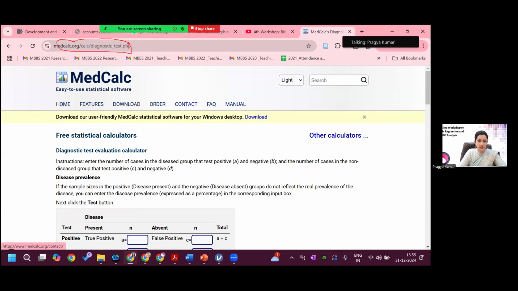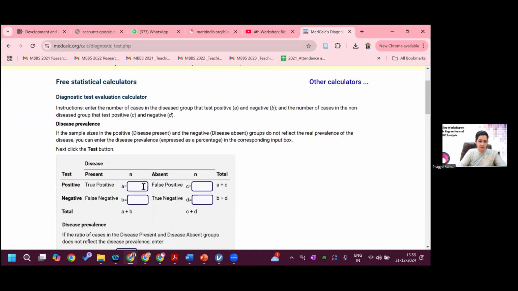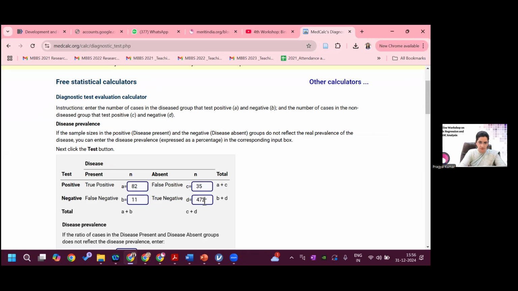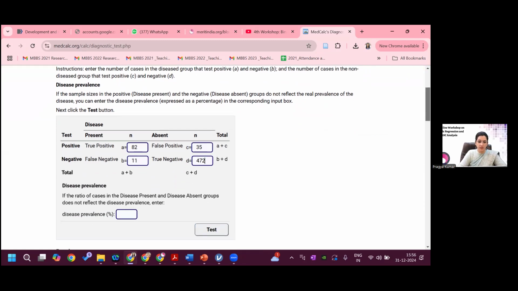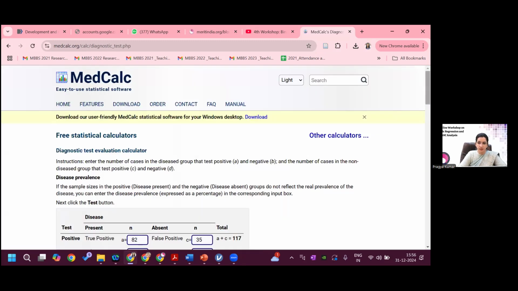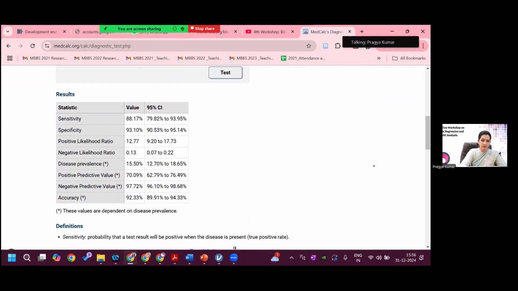And then enter these values. True positive was 82, so I will enter 82. False positive is 35. False negative is 11. And true negative is 472. And then I will press calculate.